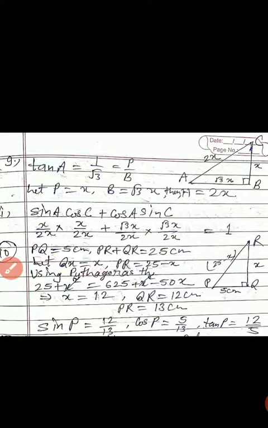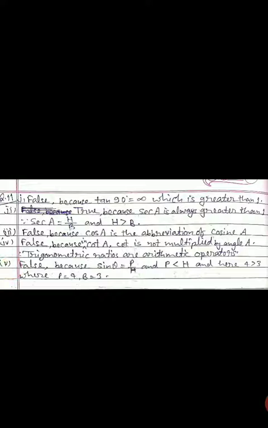Now move to the next question, which is question number 11. State whether the following statements are true or false. Justify your answer. The first part is: the value of tan A is always less than 1. So it is false because tan 90 is infinity. We see tan 30 is 1 upon root 3 and tan 45 is 1, equal to 1, and here it is given always less than 1. And tan 90 is infinity, which is greater than 1 obviously. So we wrote only one example, tan 90 is infinity, which proves it wrong.